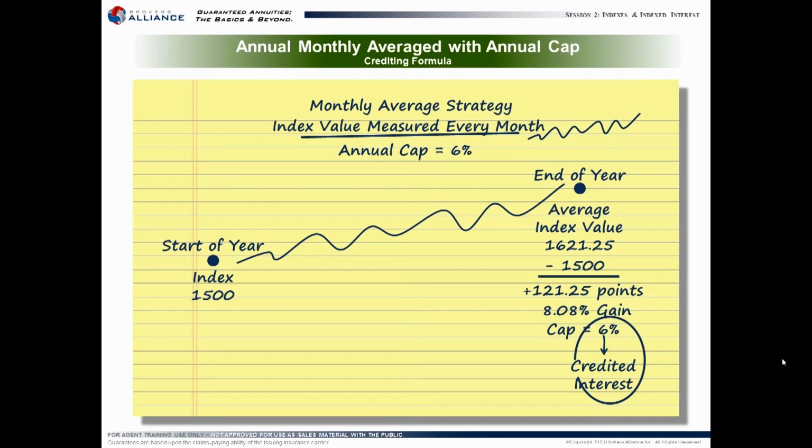If we do this and the index gain is negative, let's say the index lost value over the year, well, of course, in an indexed annuity, we can't ever lose any money based upon the index. So if we had a negative value at the end of the year, there would just simply be no positive interest crediting to your account that year, but certainly there wouldn't be any negative. That's how the monthly average annual strategy works.